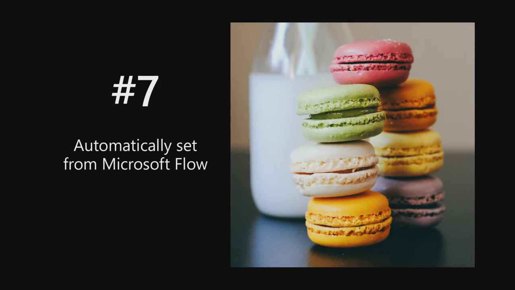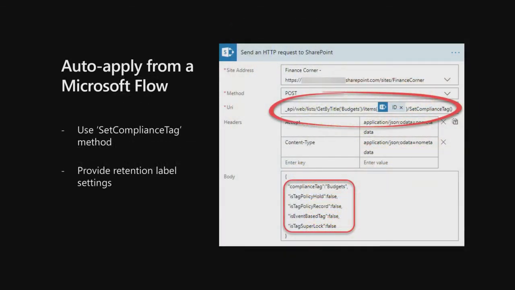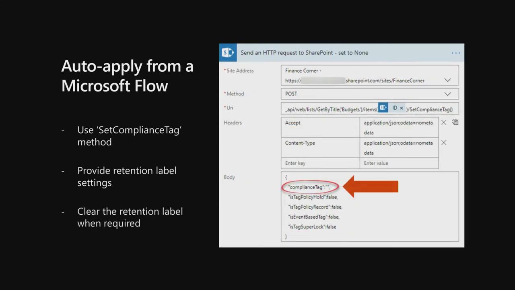Number 7, automatically set from a Microsoft Flow. Now this uses a Send an HTTP request to SharePoint action in Microsoft Flow with the set compliance tag method. And you set on the bottom the retention label through the compliance tag property, and then there's some other attributes depending if it's a record label or not. And what's great about this is if you want to unset or remove a retention label, you can do that by just clearing that compliance tag property.